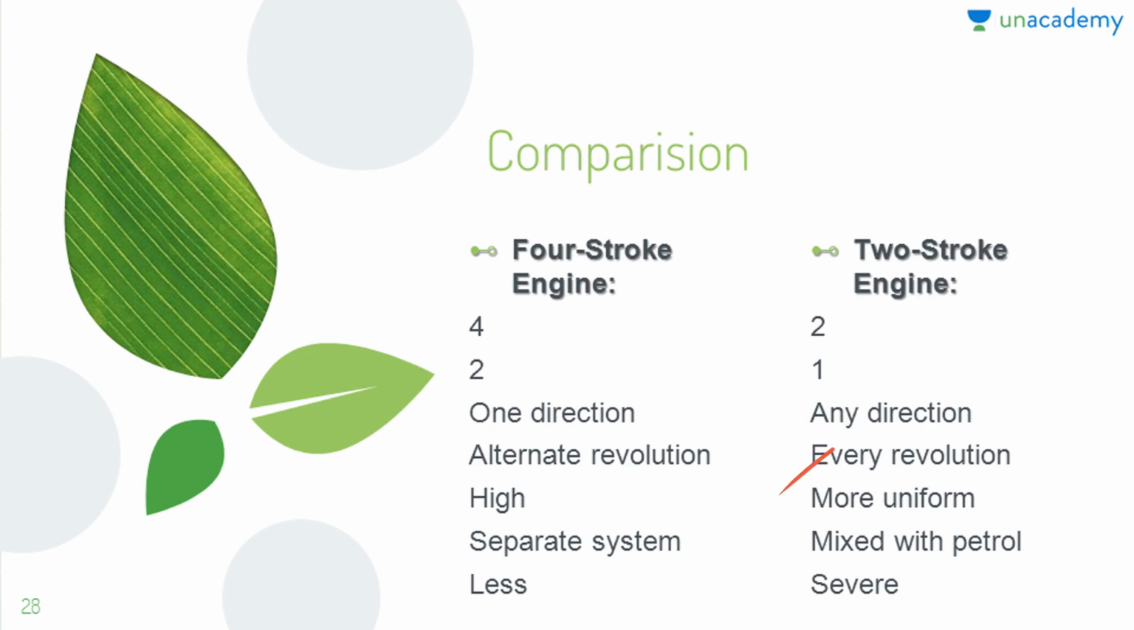The lubricating system: it has a very separate lubricating system, whereas the lubricating oil is mixed with petrol. The torque fluctuations are very high in the 4-stroke engine, whereas it is more uniform in the 2-stroke engine. And the cooling and lubrication is very less required in the 4-stroke engine, whereas it is severely required in the 2-stroke engine.